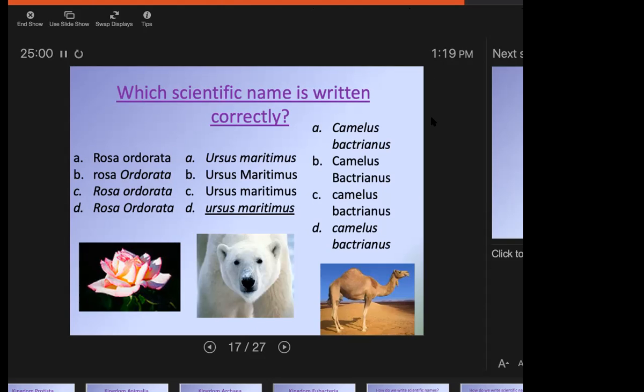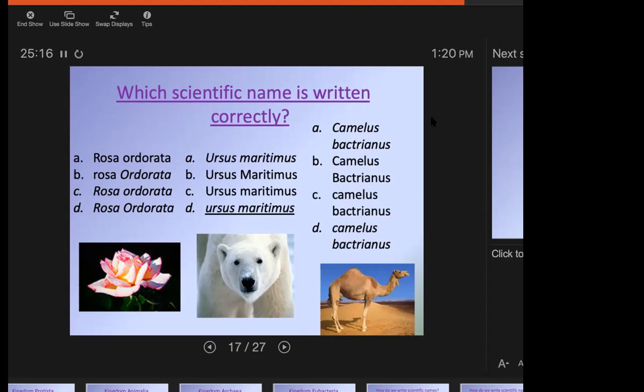Sorry about that. Okay, but the answer is C. Notice that Rosa is capitalized. It's all written in italics. Odorata is lowercase, so that's the scientific name.